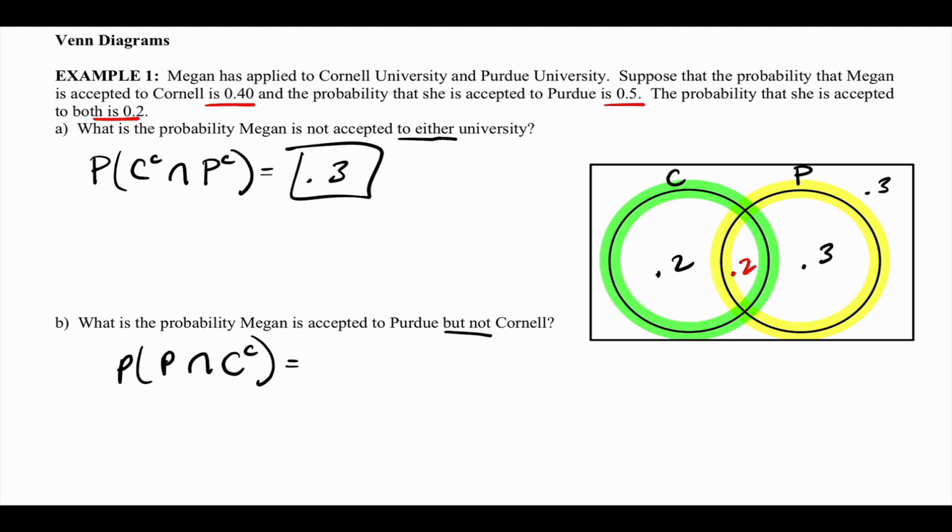front of you. What is the probability that Megan is accepted into Purdue? So Purdue is okay. So the yellow circle is okay, but it can't be in the green. No Cornell. 0.3 as well, right? That's this part right here. Okay. We've done that before. This part we've done.